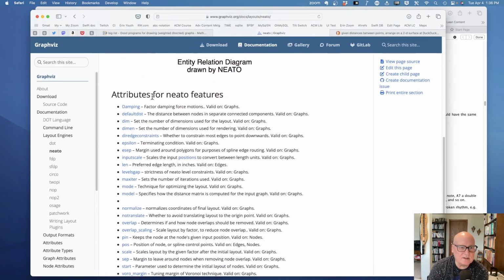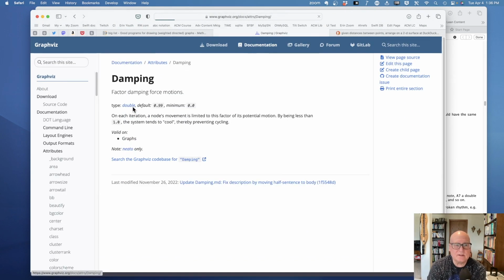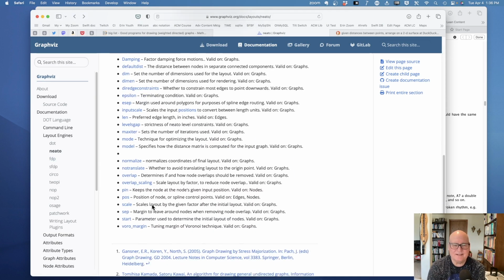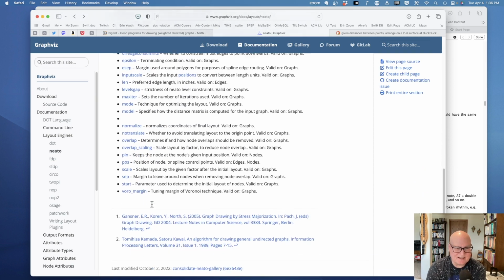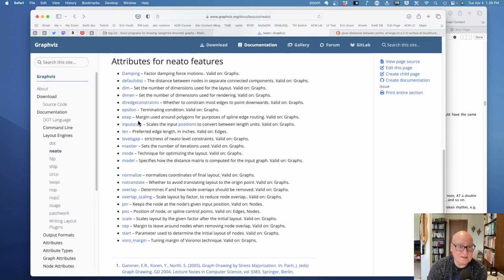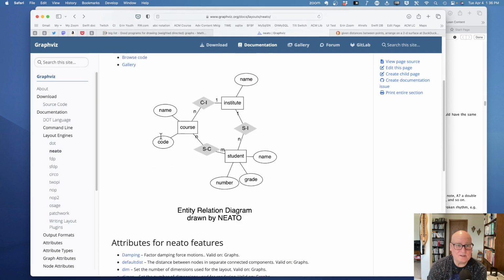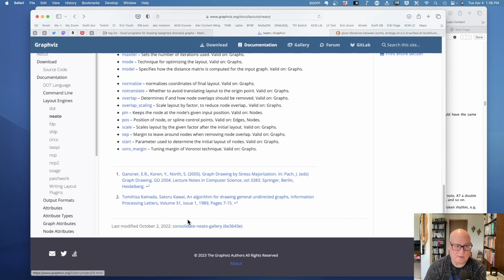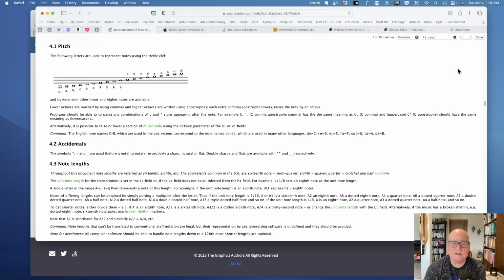Now I know I saw, well, let's try this. No. That's the problem with searching stuff like this. You find a million things, and you can't remember where they all were. Okay, but Neato is designed to do this spring model, and that's the kind of thing I'm talking about. Notice it handles about 100 nodes and all that. Okay, they mentioned a couple papers, and I've got those links.